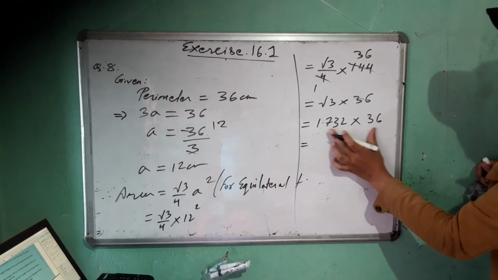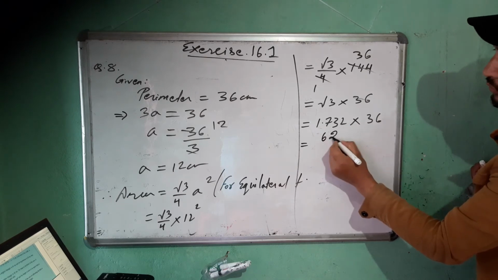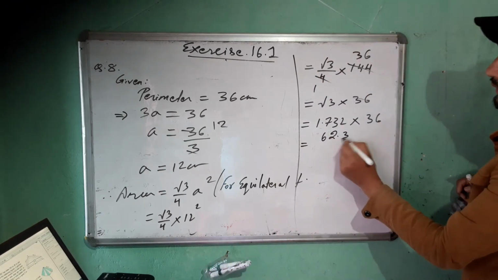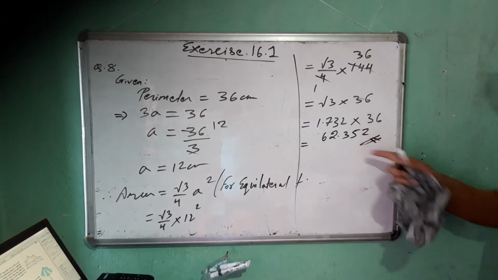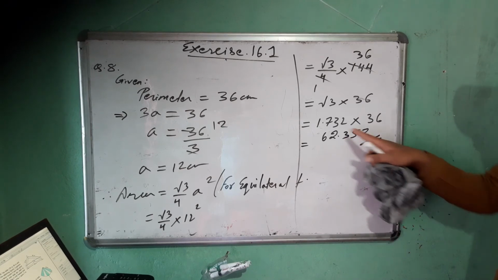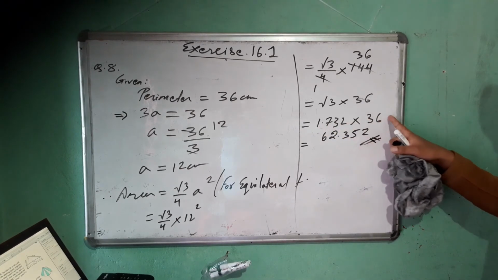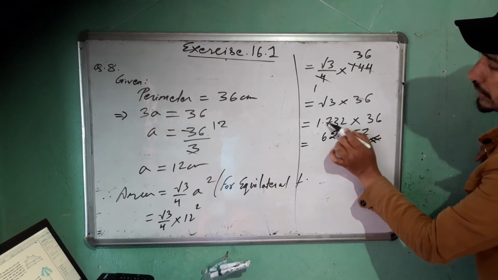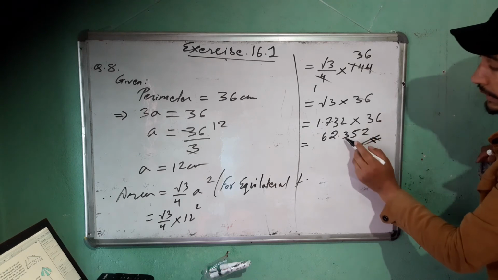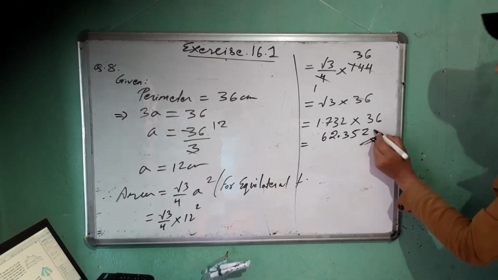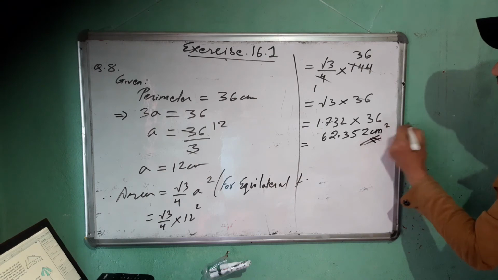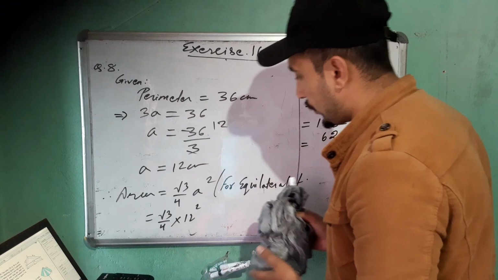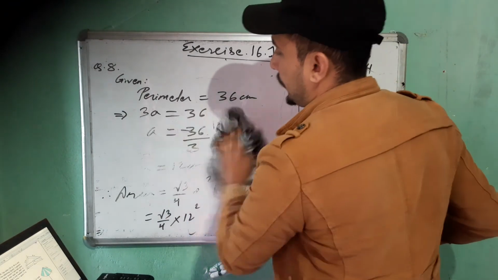On multiplying these two numbers, you'll get 62 point, I've used the calculator, 62.352. You do the rough work on your own. Multiply 1732 into 36, and you put the decimal. The decimal will be before 3 digits, 1 2 3. Before 3 digits you have to put the decimal. This is centimeter square. After this, you have to find the height also. Also find the height of the triangle.